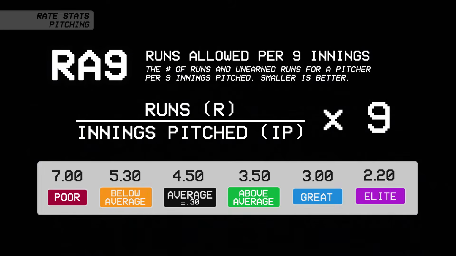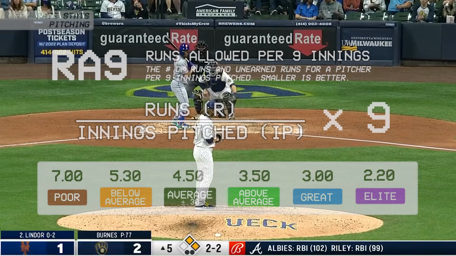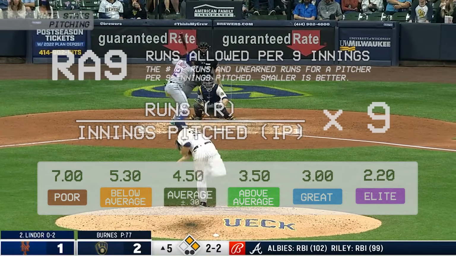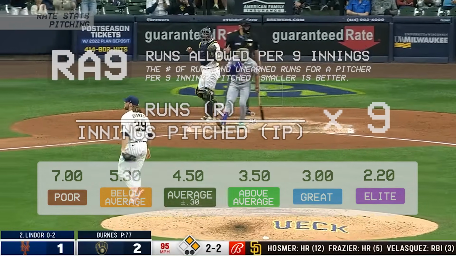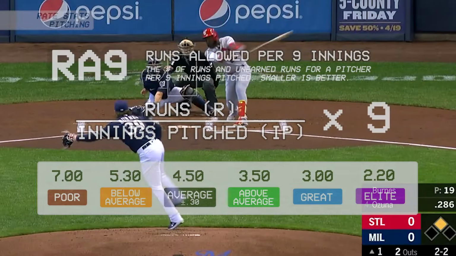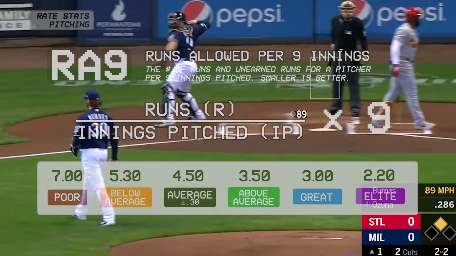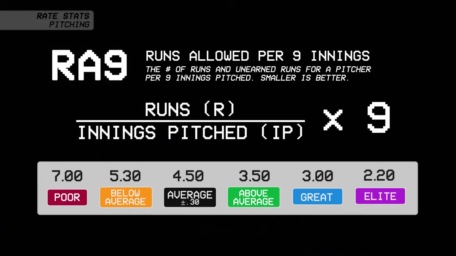Runs allowed per 9 innings pitched, or RA9, is basically ERA with the E removed. A run allowed for a pitcher is any run scored by a runner who reaches base while the pitcher is on the mound, regardless of how the runner got on base. The idea behind using RA9 instead of ERA is that a pitcher's job is ultimately to limit runs. So it's a sign of a good pitcher if they can limit the runs that they are quote-unquote responsible for and the runs that they are not quote-unquote responsible for.